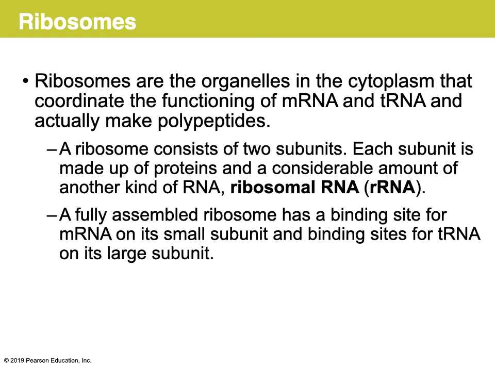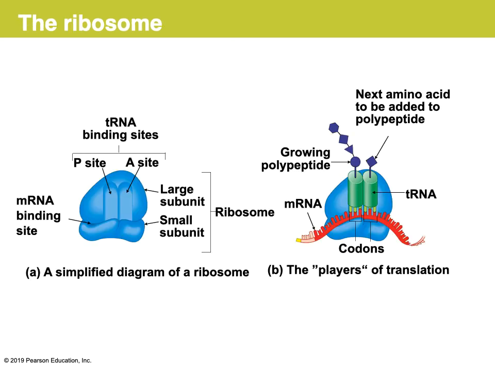So where does the magic happen? At the ribosome. Ribosomes are the organelles in the cytoplasm that coordinate the functioning of messenger RNA and transfer RNA, where the polypeptides are actually made. Ribosomes are made of two subunits. Each one is made of protein and a lot of the third type of RNA, ribosomal RNA. And that fully assembled ribosome has a binding site for messenger RNA on the small subunit and binding sites for transfer RNAs on the large subunit, right? So they are literally going to be bringing these two players together.